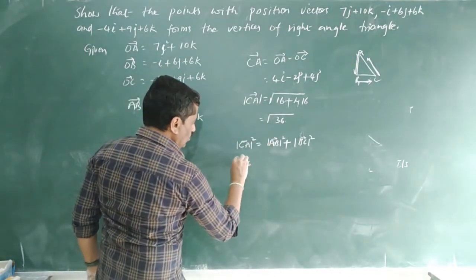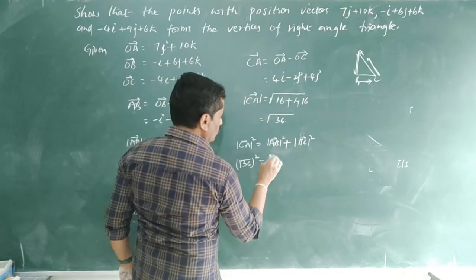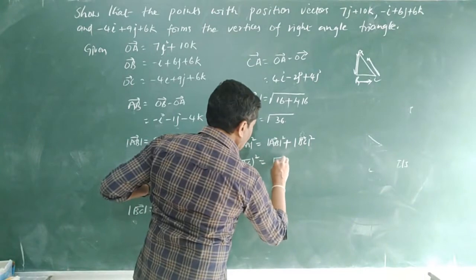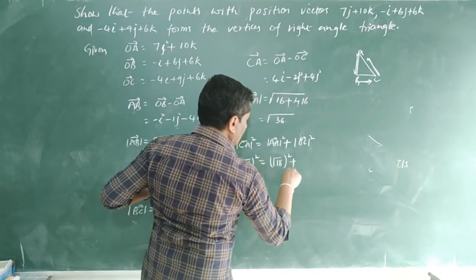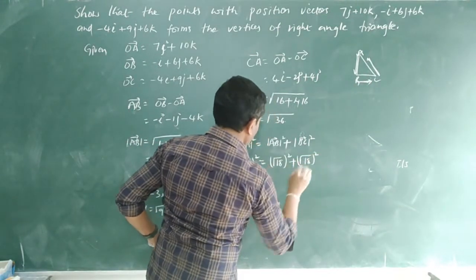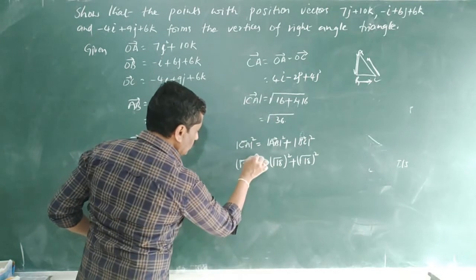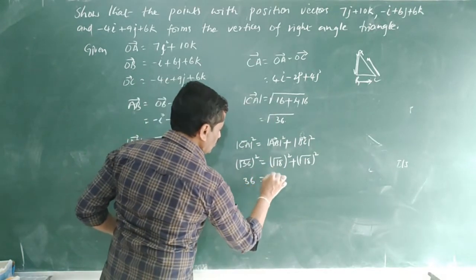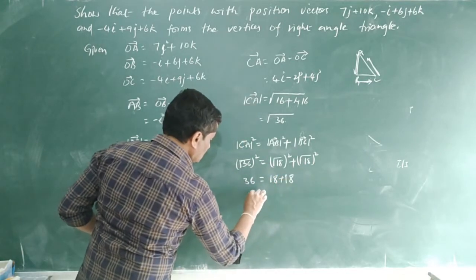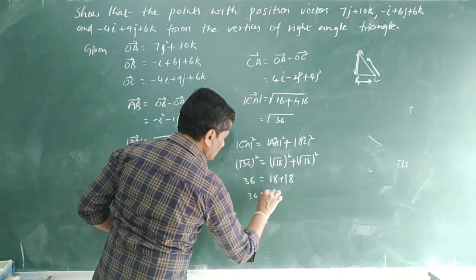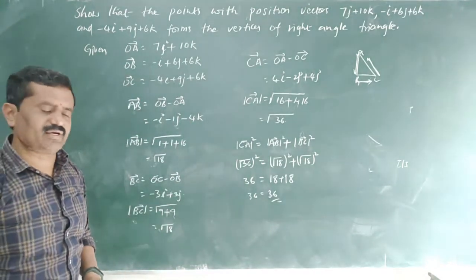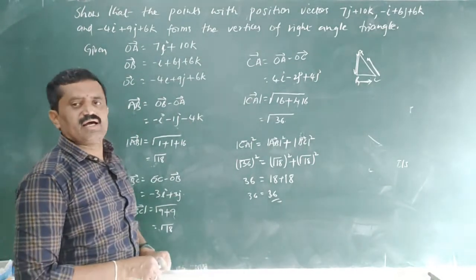That is root 36 whole square is equal to magnitude of AB bar. We have root 18 whole square plus root 18 whole square. What is this? We have 36. The 2 and root get cancelled. 36 is equal to 18 plus 18, so 36 is equal to 36. Therefore, the points with these position vectors form a right angle triangle.